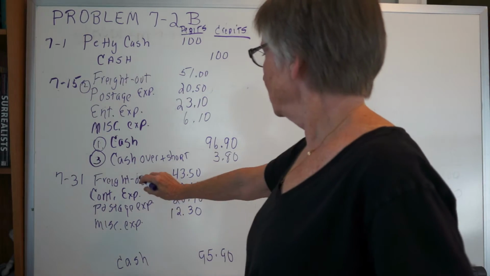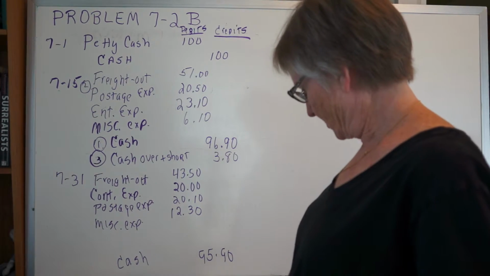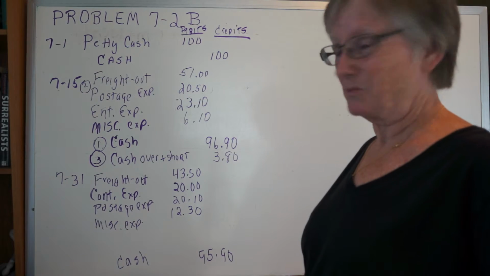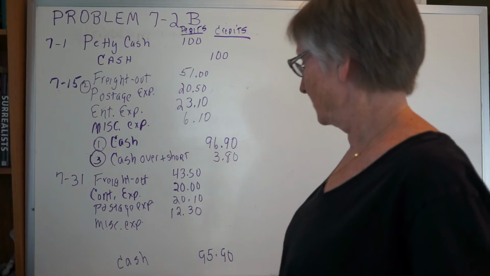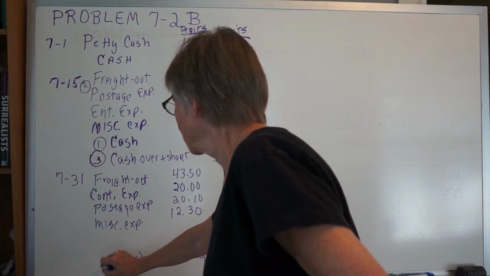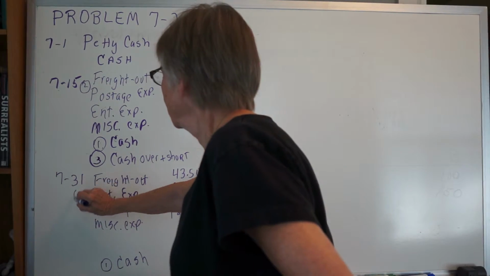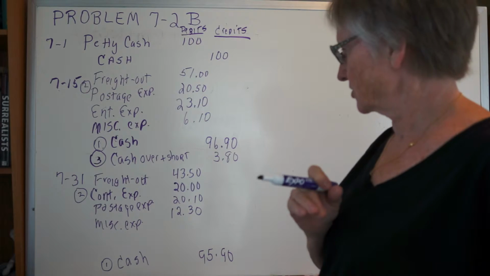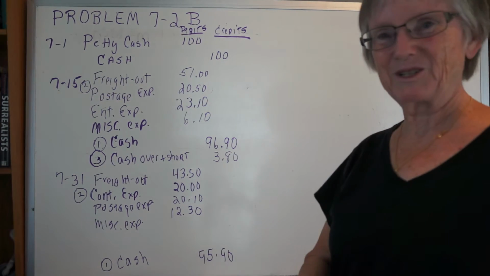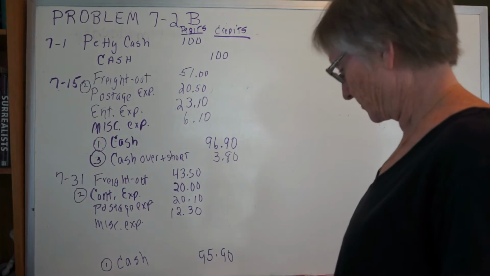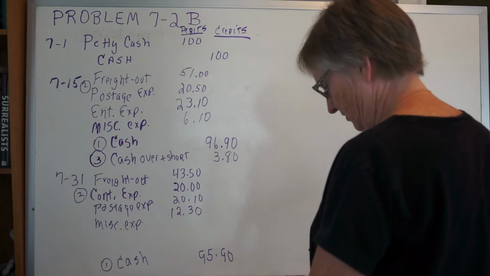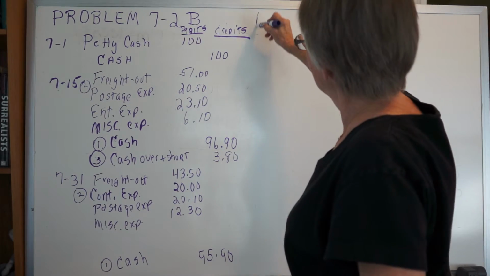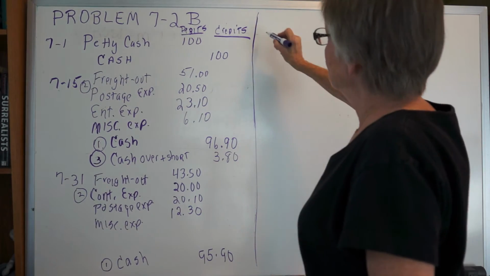So then we say, okay, do our debits equal our credits? And in this case, they do. So we're done. We don't have to do step 3. We did step 1, how much cash do we need to replenish? Step 2, how much of that can we account for with our receipts? And we don't need step 3 because it added up. Okay, so on the 15th, we go through and we do the same thing.